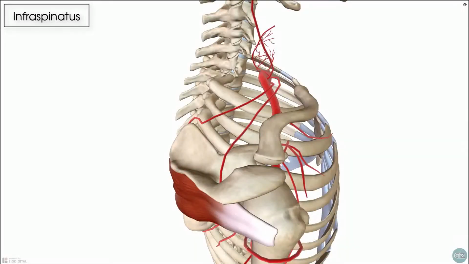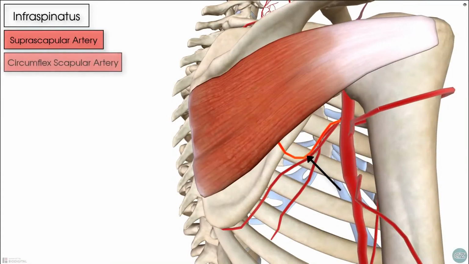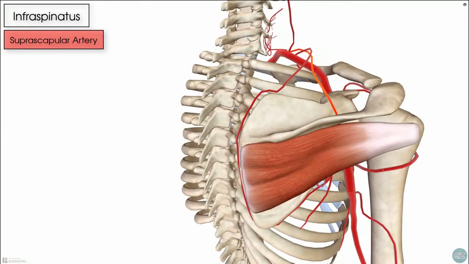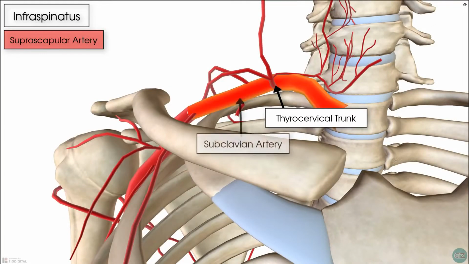The infraspinatus receives its blood supply from two arteries, the suprascapular artery and the circumflex scapular artery. The suprascapular artery begins from the thyrocervical trunk. So that's being extremely specific, and that then comes off the subclavian artery. So the suprascapular artery comes from the subclavian artery, but if you want to be very specific, it actually is the first branch of the thyrocervical trunk.